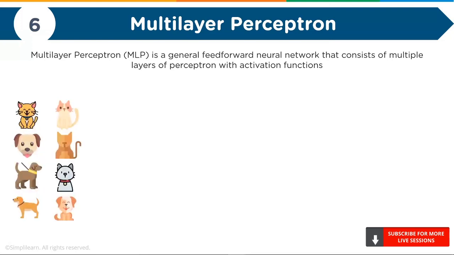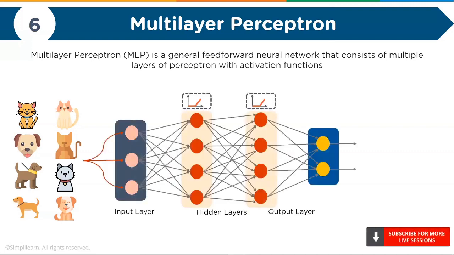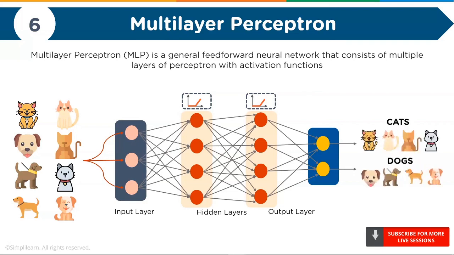Here you can see we have some images of cats and dogs. We are feeding these images to a multi-layer perceptron along with suitable activation functions to classify the images of cats and dogs.